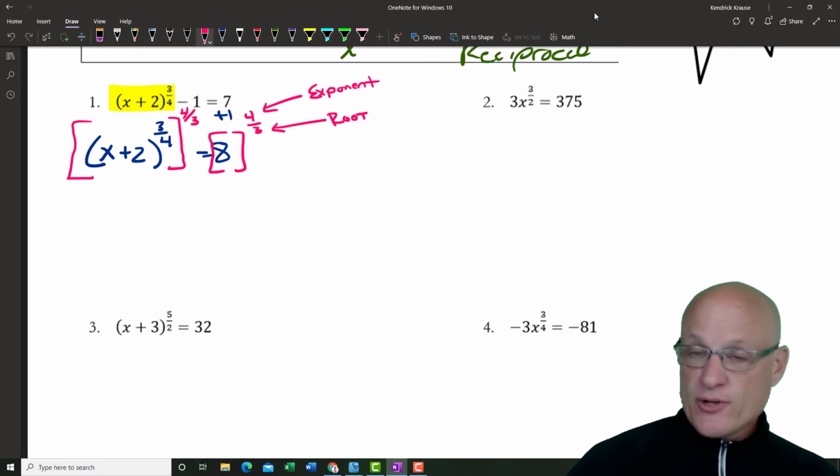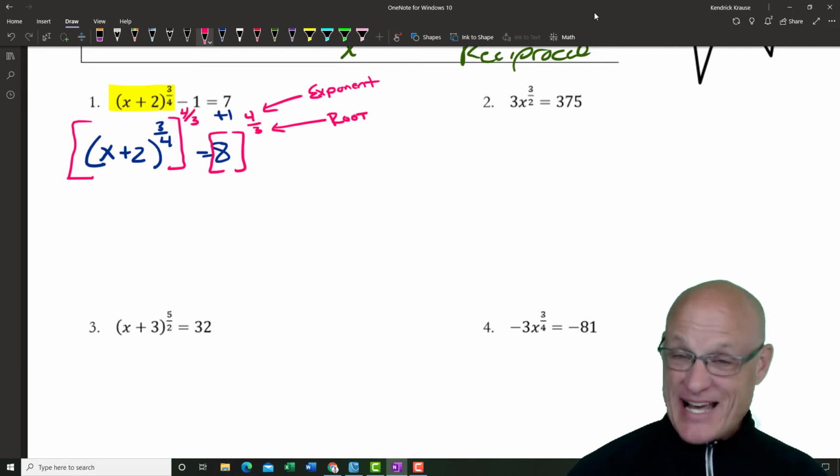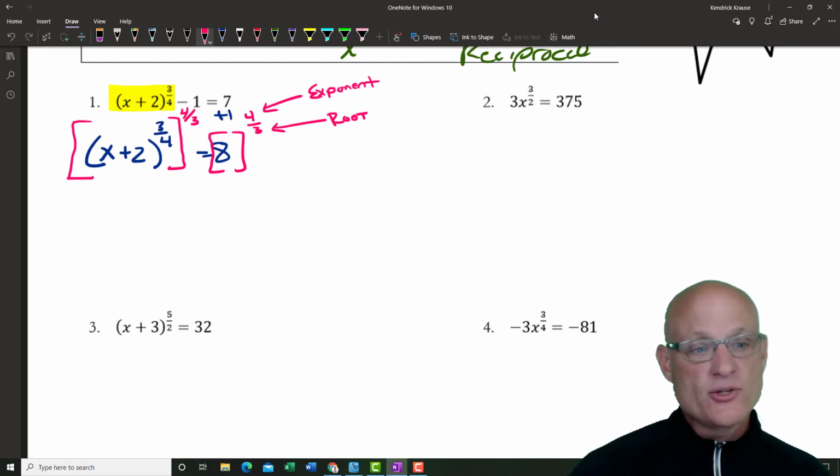So, you can do this in your head if you want to, but when you raise something to a rational exponent, the denominator is actually the root. The numerator is actually the exponent. So, you'll see what I'm talking about in a second. 4/3 times 3/4, they cancel each other out, and I'm left with x plus 2 equals.